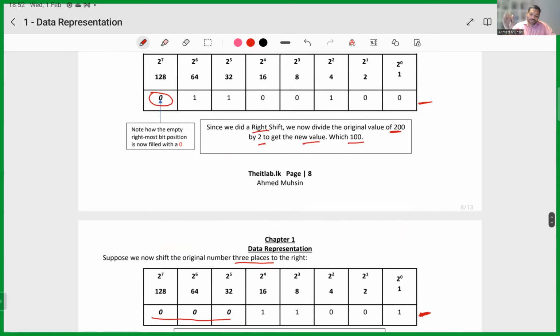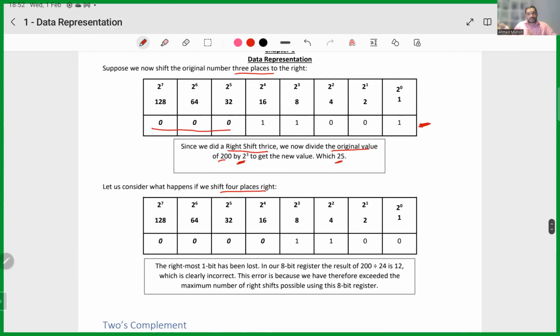When we do a four place right shift, you can see the rightmost 1 bit has been lost. In our 8-bit register, the result of 200 divided by 2 to the power of 4 is 12, which is clearly incorrect. The reason this error comes up is because we have pushed a 1 out. We have reached our maximum number of shifts.